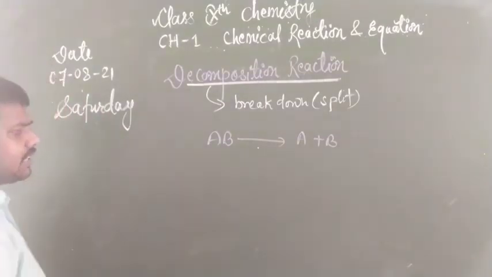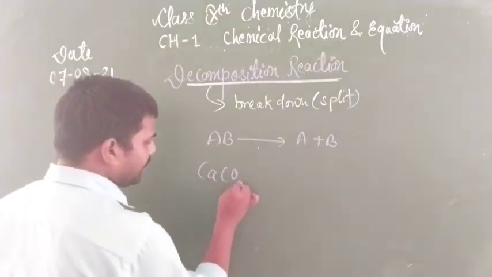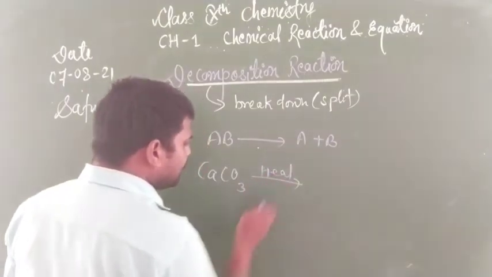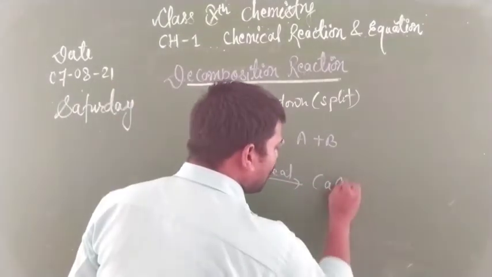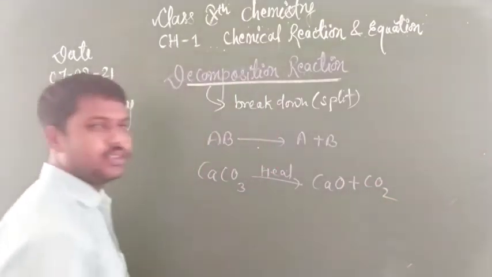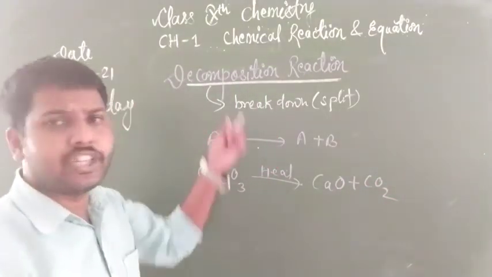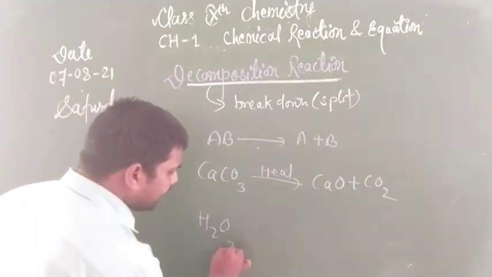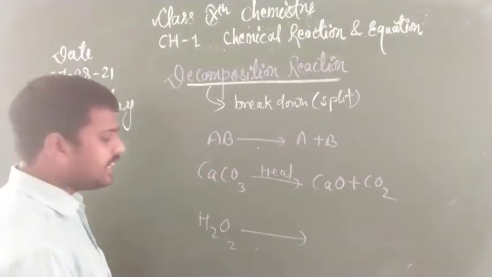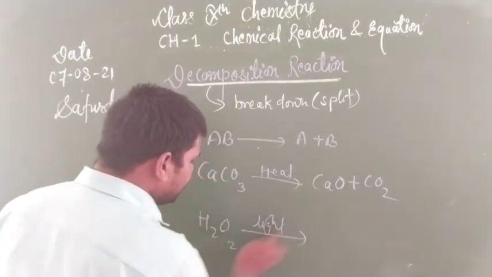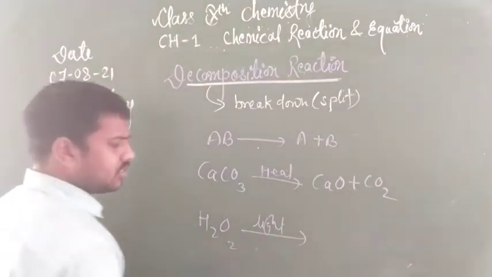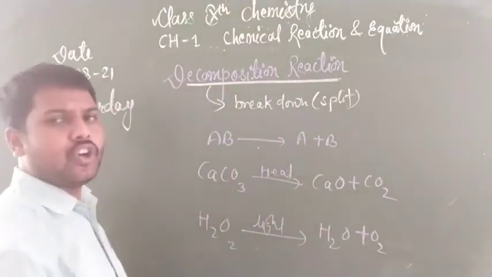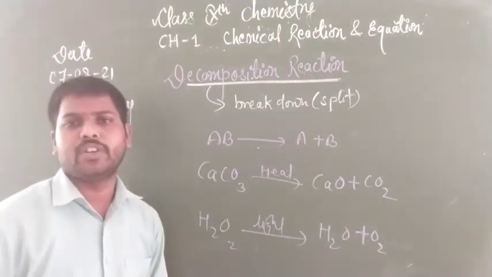Let us take an example, like when calcium carbonate is heated, children, this compound breaks into calcium oxide and carbon dioxide. So this reaction will be known as decomposition reaction, children. In the same way, when hydrogen peroxide is exposed to sunlight, children, this compound hydrogen peroxide breaks into two parts, water and oxygen. So this reaction is also a decomposition reaction.